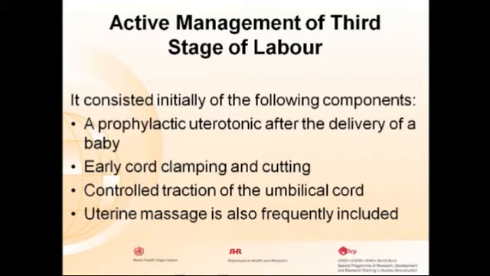This package of interventions initially consisted of 4 components, which have been refined over time. The use of a prophylactic uterotonic after delivery of the baby, early cord clamping and cutting, controlled cord traction of the umbilical cord, and uterine massage. These are the classical components, and we will see how the evidence is shaping the use of these interventions in time.